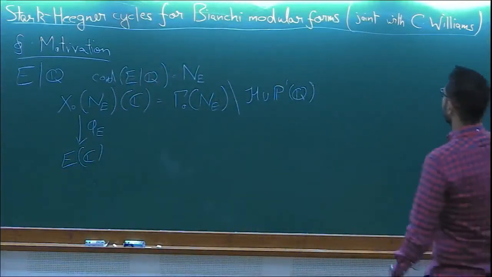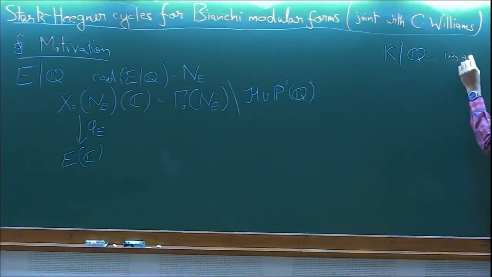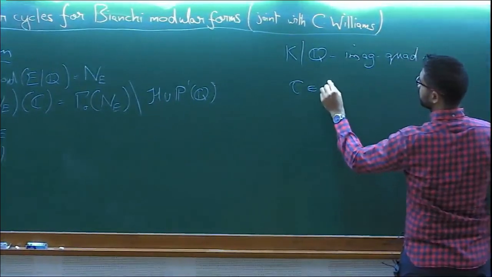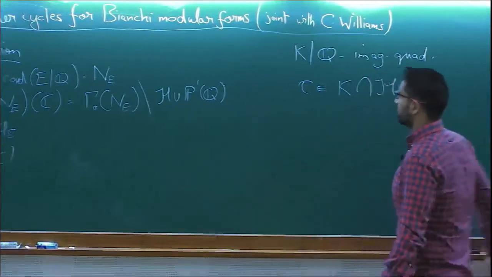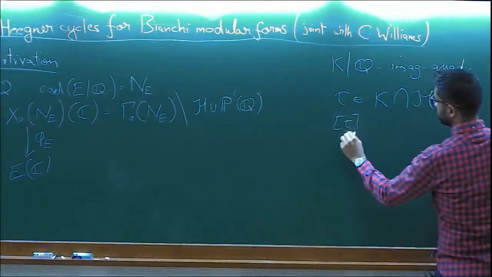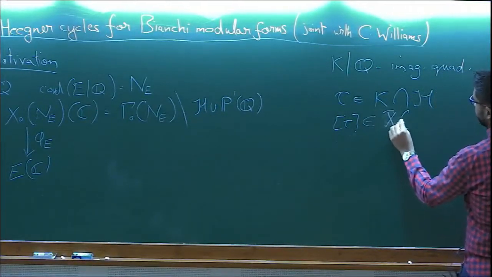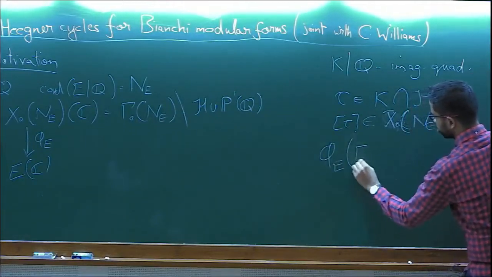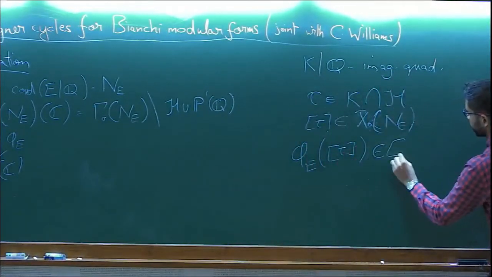Right? So now let me fix an imaginary quadratic field K. And let me choose any element tau in this imaginary quadratic field, which has imaginary part greater than 0. So I can look at the class of tau here, and then the image of this class under this parameterization is a priori a complex point on the elliptic curve.